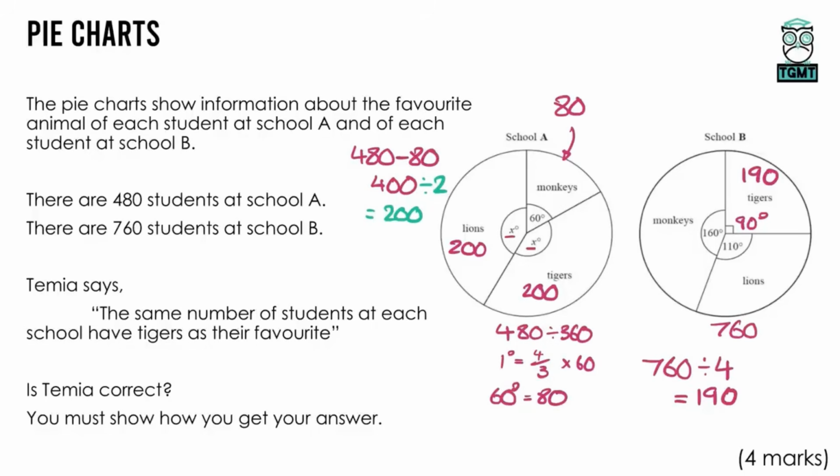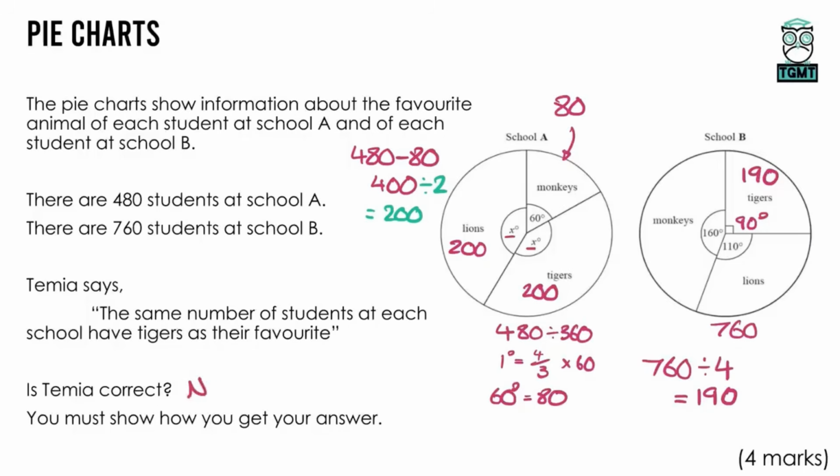We don't need to find the other two because we are only comparing the tigers. So here it says, is Tamia correct? She said the same number of students at each school have tigers as their favourite, but we've just identified that school A was 200 and school B was 190.